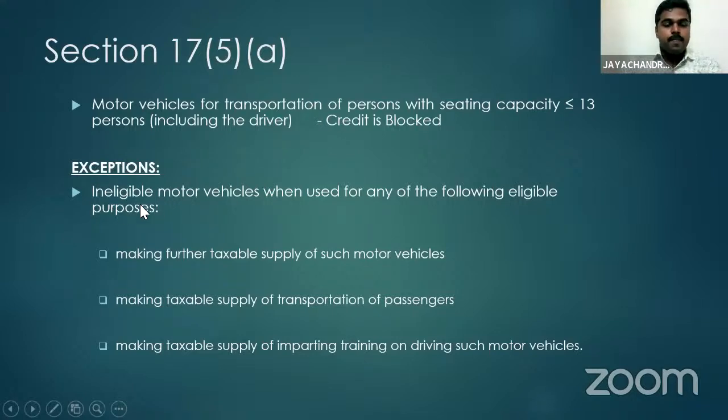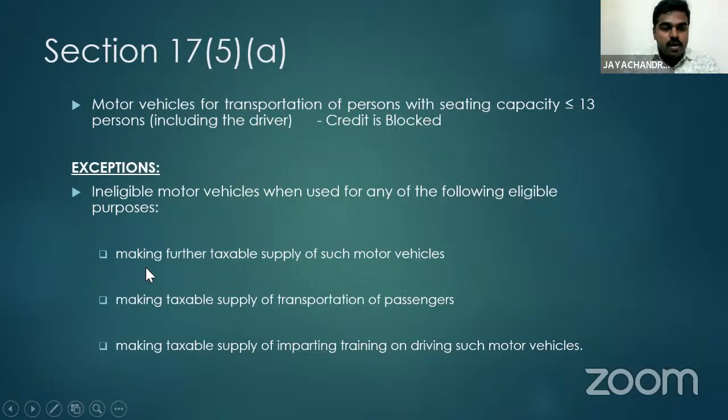But some exceptions are, who can avail those ITCs on purchase of cars or motor vehicles with seating capacity of less than 13? Who can avail? Say, for example, a car dealer. Car dealer means he is purchasing a car from a showroom, Maruti, Toyota, Tata, whatever the brand it may be, and he is selling that car from that showroom to the end consumer. He is going to collect the GST from that end consumer. So that car showroom person can avail the ITC of the cars purchased from that particular brand. That is what they have given.